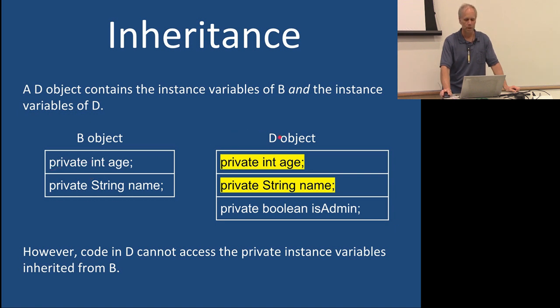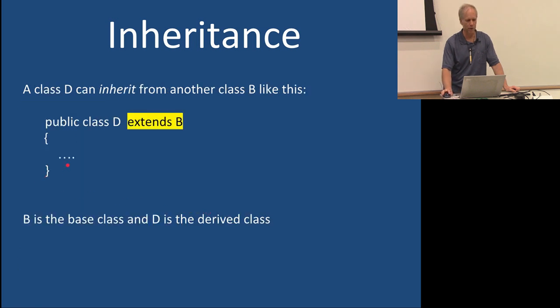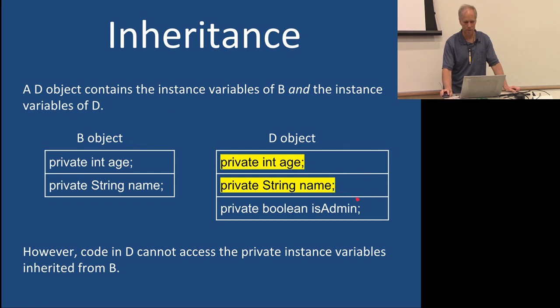A D object, suppose you declare an instance variable in here, the way you normally do. Yes, every D object will contain that instance variable right there, but it will also contain the instance variables defined in B. So one thing that happens when you inherit is you're inheriting the instance variables. The new object gets the ones from the base class as well as the ones from the derived class.